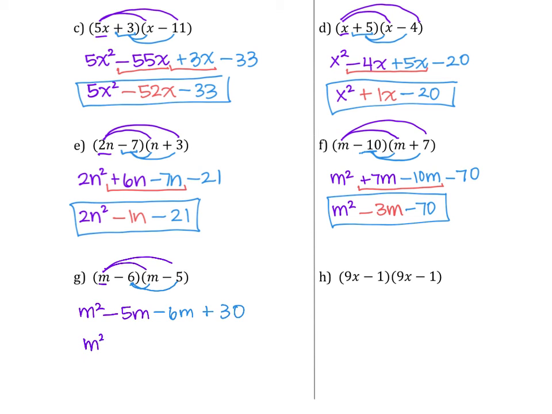M to the second. Minus 5, minus 6, that's a lot of minuses, so that's going to stay minus. Since they're both minuses, I add them up, so I'm actually minus 11m's. And the plus 30 comes down.